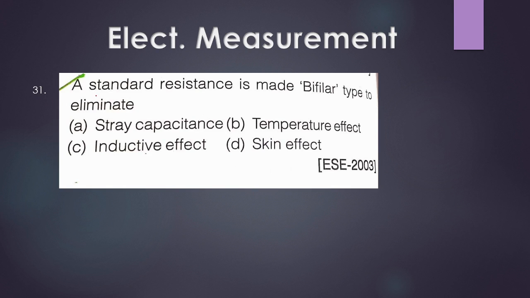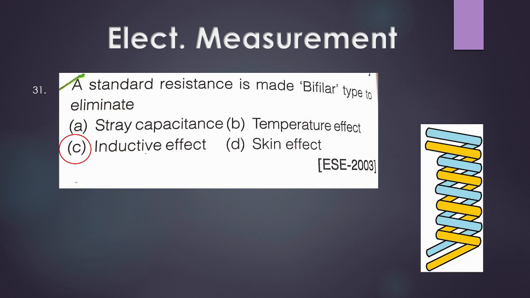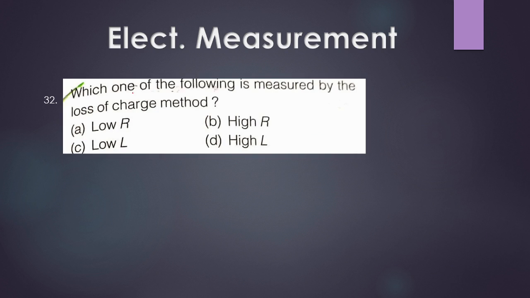So the 31st question: a standard resistance is made bifilar type to eliminate what? The options are here: capacitance, temperature effect, inductive effect, skin effect. So what will be the answer? The answer will be inductive effect. So it is a typical bifilar winding. It is used to eliminate the inductive effect.